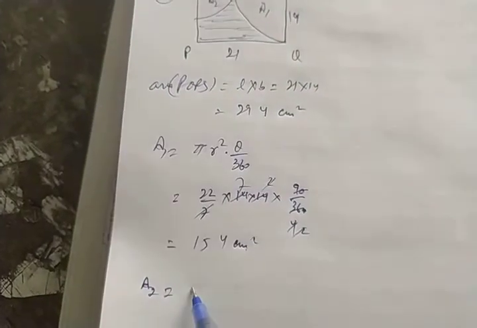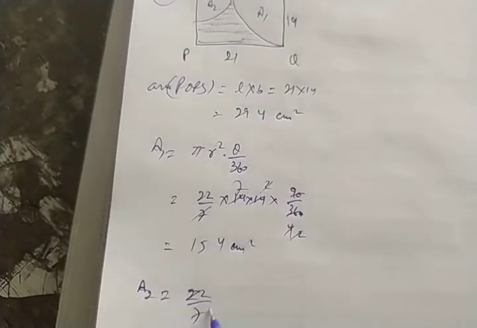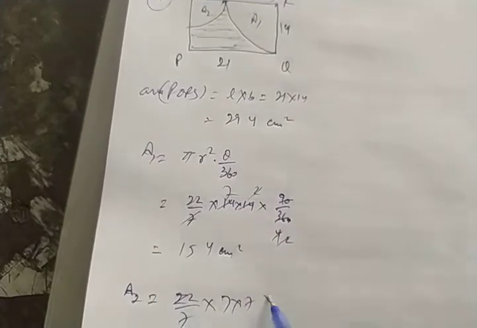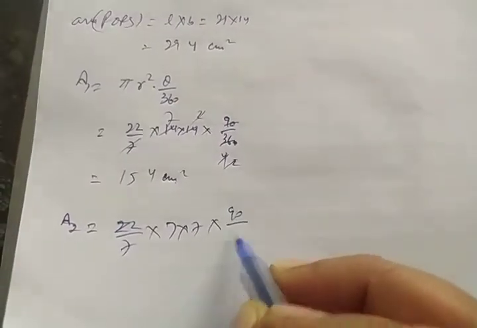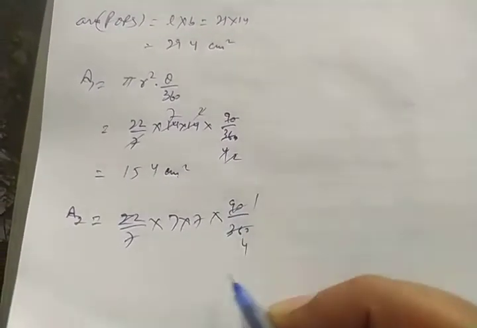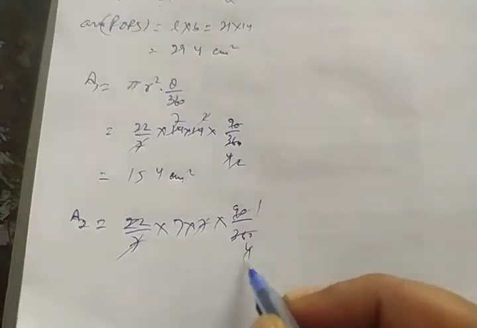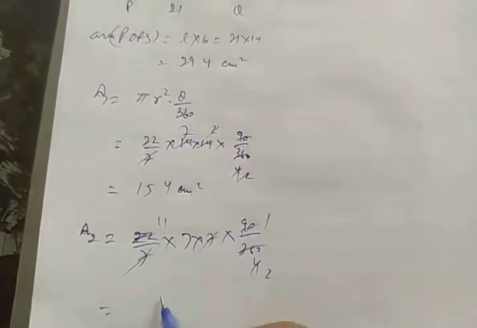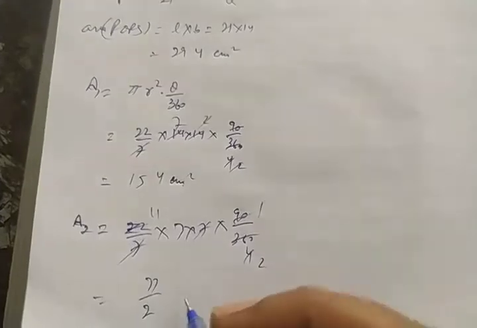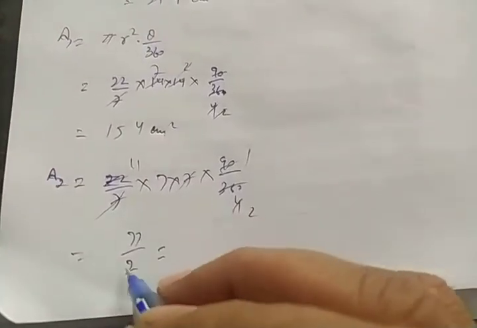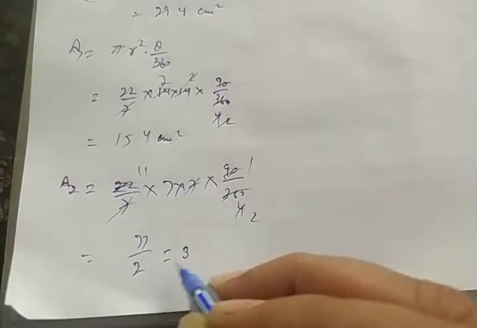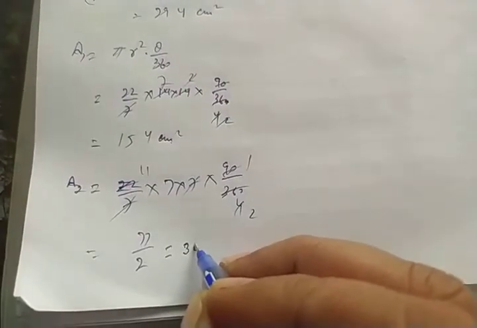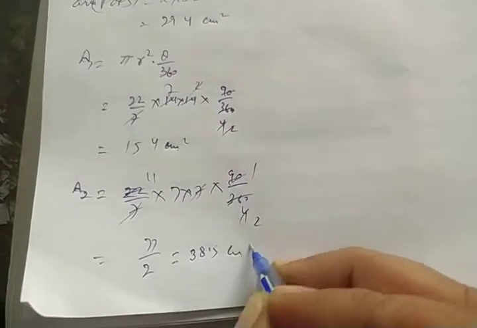Again, 22 upon 7 pi r square means 7 into 7 into theta upon 360, means 90 upon 360. 7 cancelled, 4 ones are 4, 22 by 2 is 11, 11 sevens are 77 upon 2, or rather 38.5 centimeter square.